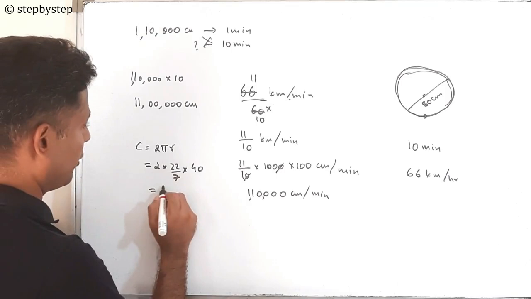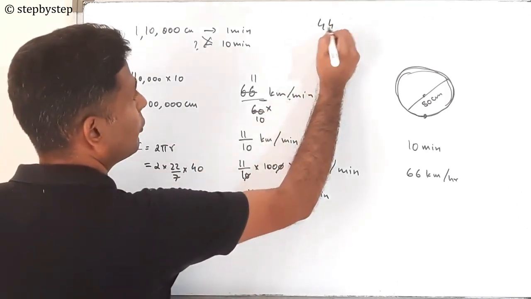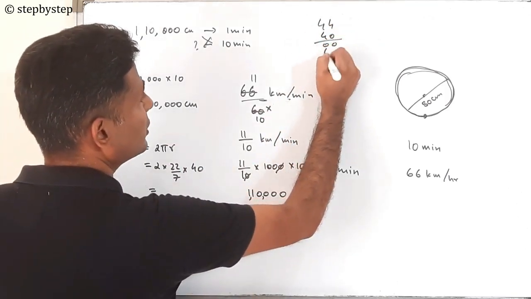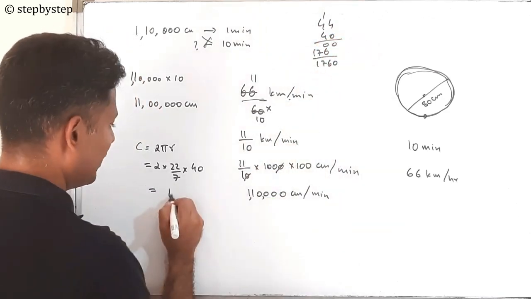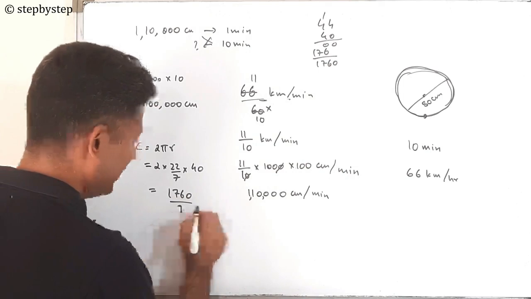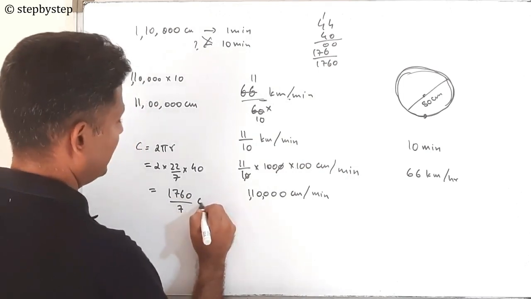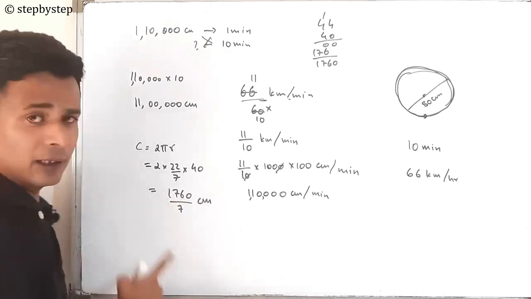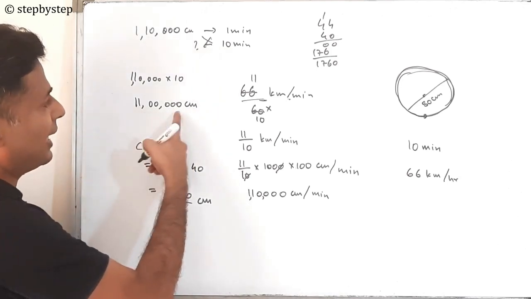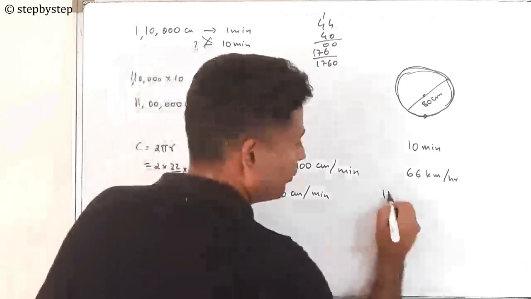So we get 44 into 40. 44 into 40 is 1760, so we get 1760 by 7 centimeters. So in one revolution it travels these many centimeters. Now for 11 lakh, how much does it need? So what do we have to do?